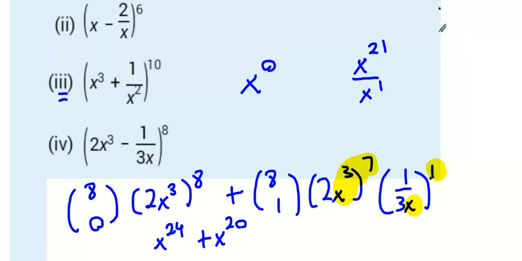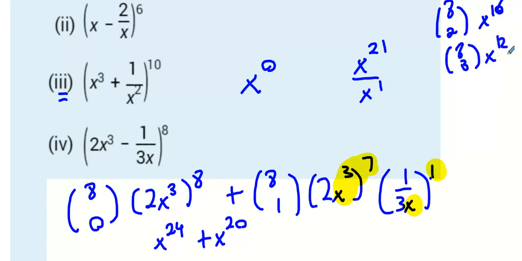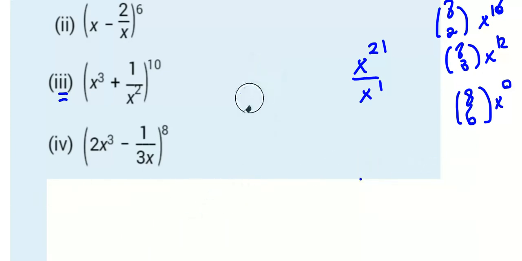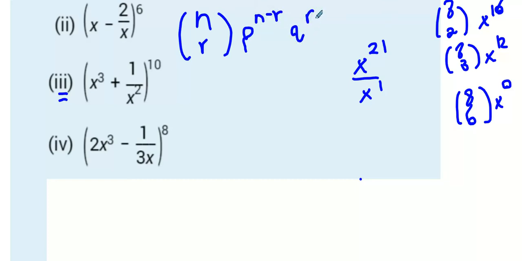So we then do the list. 8c2 would be x^16. 8c3 would be x^12. 8c4 is x^8. 8c5 is x^4. And finally, 8c6 happens to be x^0. Now, finally, what we're going to do here is use our generic formula, which is nCr p to the power of q to the power of r.